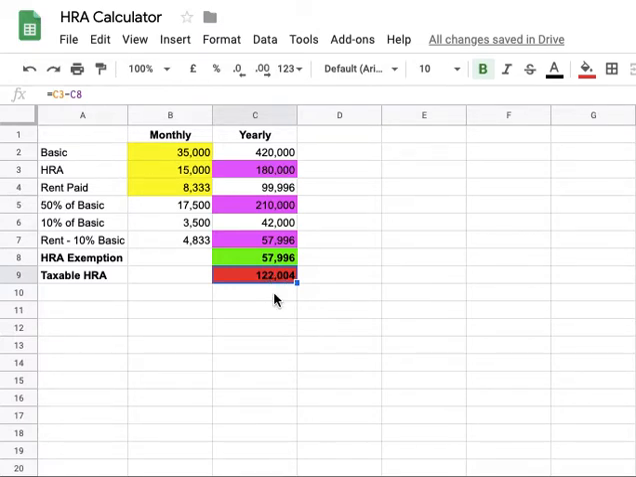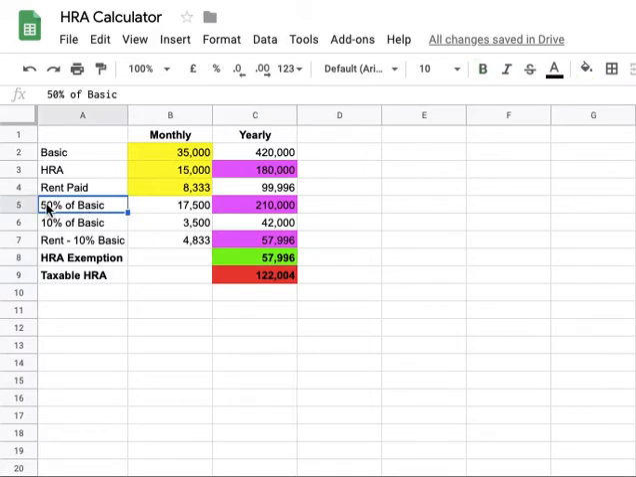Now your taxable income gets reduced by almost 58,000, which is this amount. So this is how you calculate your HRA exemption. It's not like if you're showing rent of 8333 a month, which is 1 lakh of rent, your taxable income gets reduced by 1 lakh. No, this is a very common misconception among everyone. We think that our taxable income gets reduced by 1 lakh. Your taxable income does not get reduced by 1 lakh, it gets reduced by 57,996. So you have to do these three calculations: 50% of the basic, 10% of the basic, rent minus 10% of the basic, and then you get your HRA exemption.